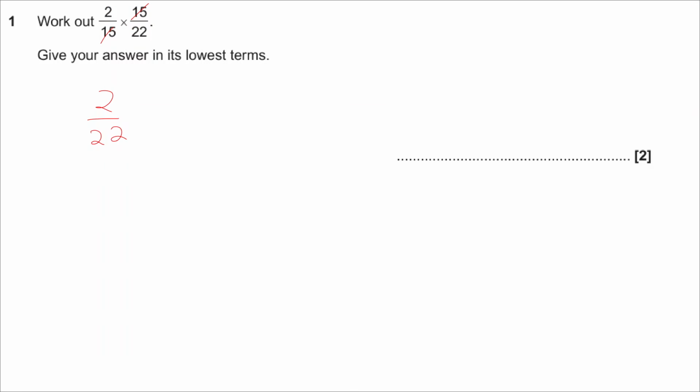Now from here, you can simplify a little bit further because you know that 2 and 22 are factors of 22, so you can go and divide by 2. 2 divided by 2 gives you 1, 22 divided by 2 gives you 11. So I believe that is our answer. Check the mark scheme. Yeah, we are correct. So 1 over 11 is your fraction in its lowest terms. And that is 1 mark to get us underway. There we go, 2 marks in the bank.